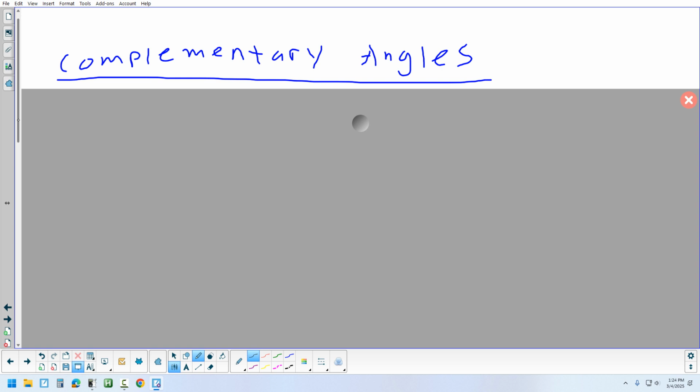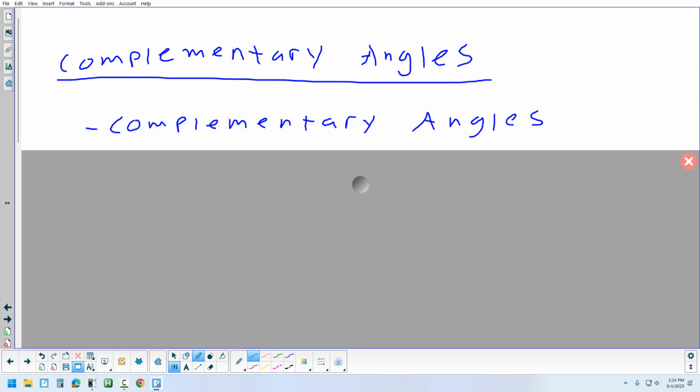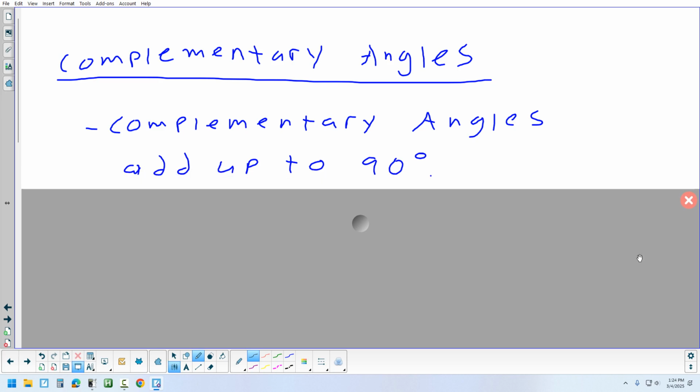Are you sure? Yes. Supplementary adds to 180. We just said that. Please, this hurts my head. I was right the first time. Complementary angles are angles that add up to 90.